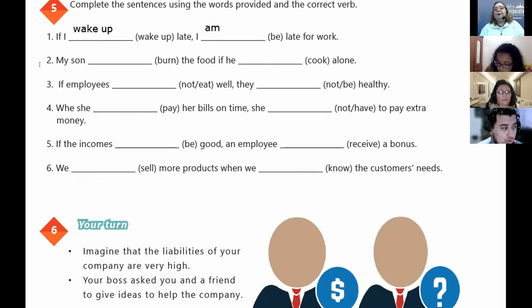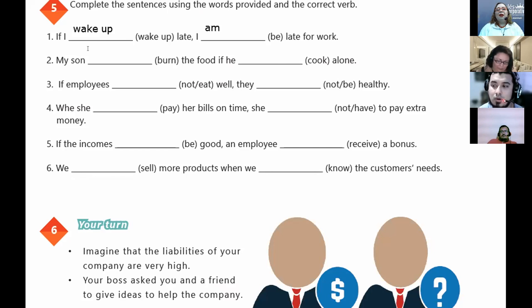Number two. My son is a third person. Son is male, so it is he, right? My son burns the food if he cooks alone. Acordémonos, es tercera persona y es he, es masculino, pero igual agregamos letra S, right? Correct. There you are.